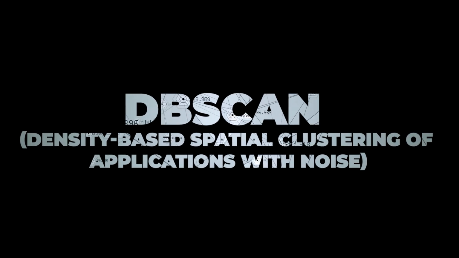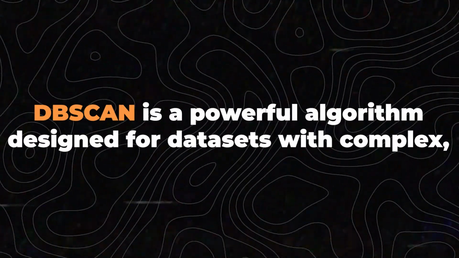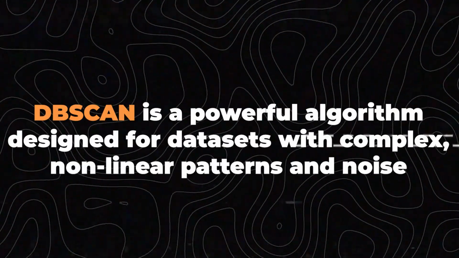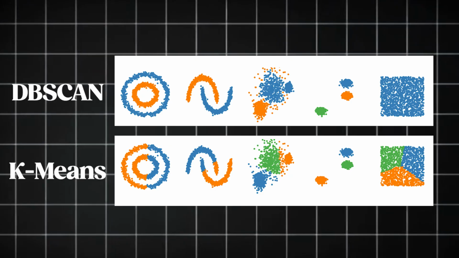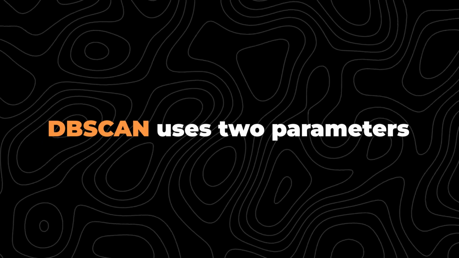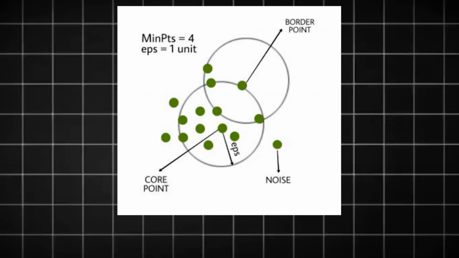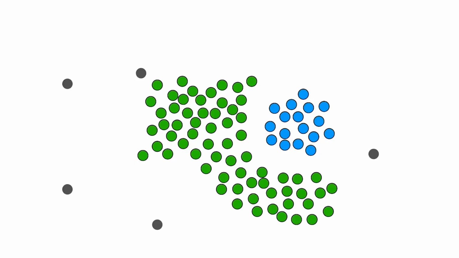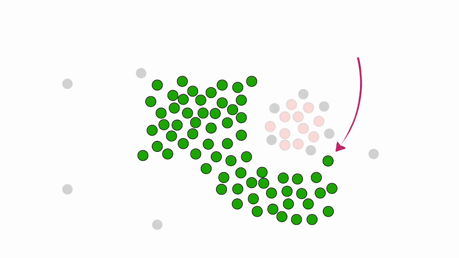DBSCAN. DBSCAN is a powerful algorithm designed for datasets with complex, nonlinear patterns and noise. Unlike K-means, DBSCAN doesn't require the number of clusters to be predefined. Instead, it uses two parameters: epsilon, the minimum distance between points in a cluster, and min points, the minimum number of points required to form a cluster. DBSCAN's strength lies in its ability to find clusters of arbitrary shapes while effectively identifying and excluding outliers.